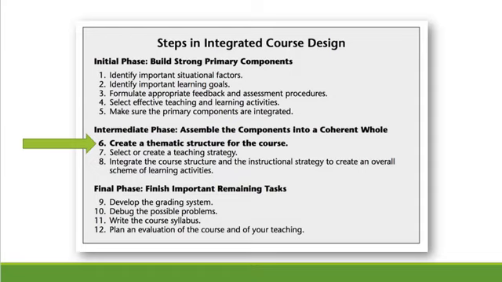So now we are at this point here, number 6, create a thematic structure for the course. So to create a thematic course structure, one needs to look at the whole subject of the course and identify the most important concepts, issues, topics, and themes, usually around 4, but no more than 7. These topics need to be arranged in some kind of sequence.